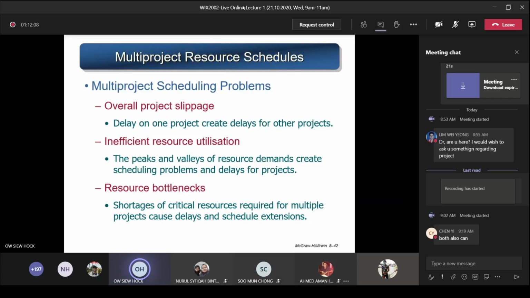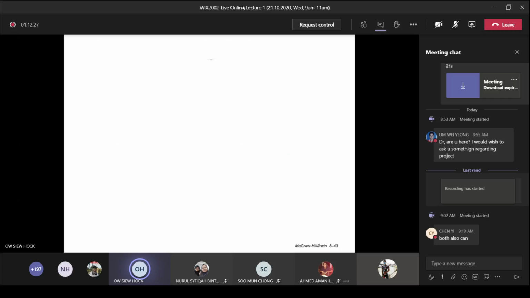So next is resource bottlenecks. That means fighting over the same type of resources. Shortages of critical resources required for multiple projects cause delays and schedule extensions. If two or more projects are fighting over the same type of resources, then some of the projects will be delayed. Okay, that's called bottlenecks.